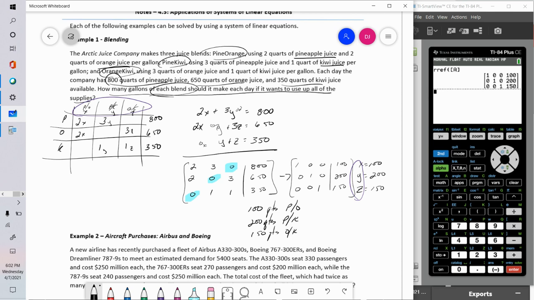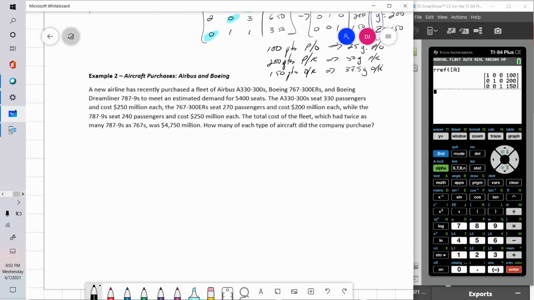orange kiwi blend. In order to change those to gallons, I'm going to have to divide by 4. So 25 gallons of the pine orange, 50 gallons of the pine kiwi, and 37.5 gallons of the orange kiwi. Okay, so you want to keep those in mind. Right? So not so bad once I get the system set up. That's the trick.